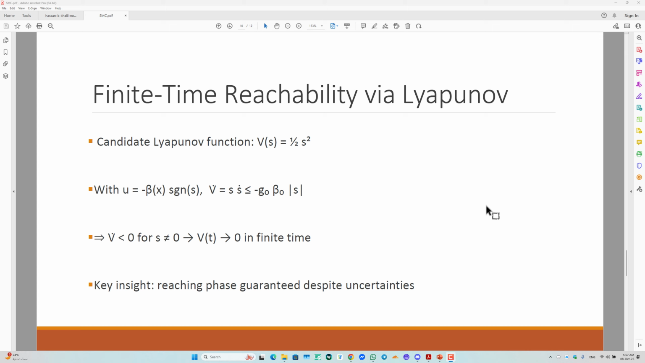This formal proof reassures us that the system will reach the sliding surface regardless of uncertainties, as long as the switching gain is chosen properly. I hope you got what I mean. This is like a proof that we reach stability nearby the switching surface.